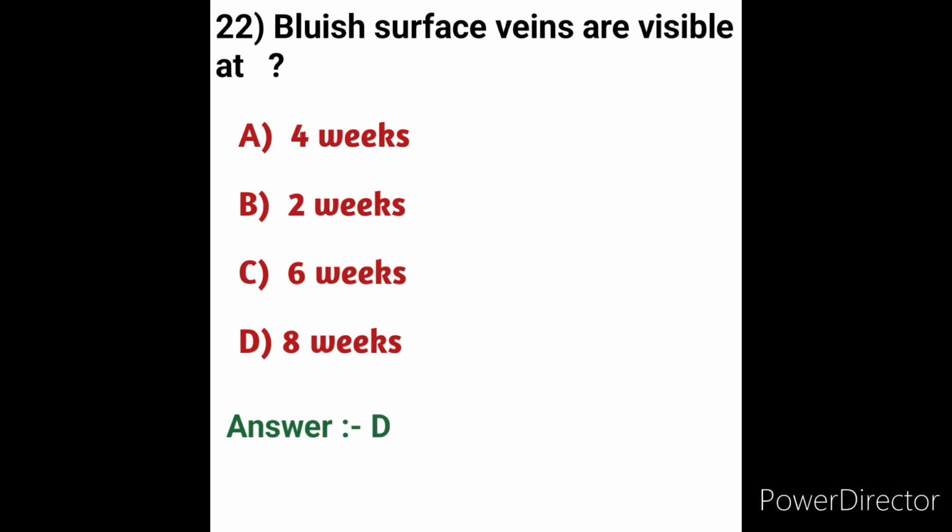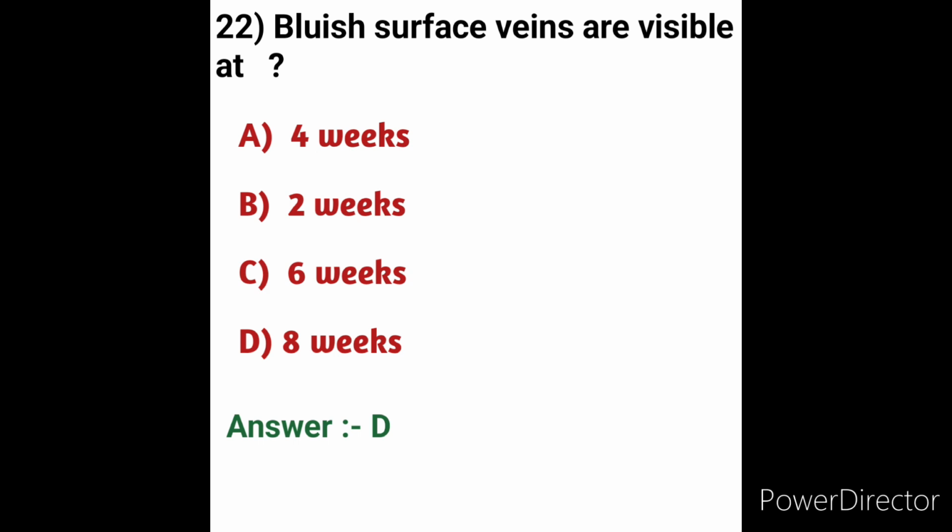22. Bluish surface veins are visible at. The blue colored veins are visible during pregnancy. Options: option A 4 weeks, option B 2 weeks, option C 6 weeks, and option D 8 weeks. The bluish or purple veins often start to appear in the first trimester, at 8 to 10 weeks. So here we can see bluish or purple veins at 8 to 10 weeks.